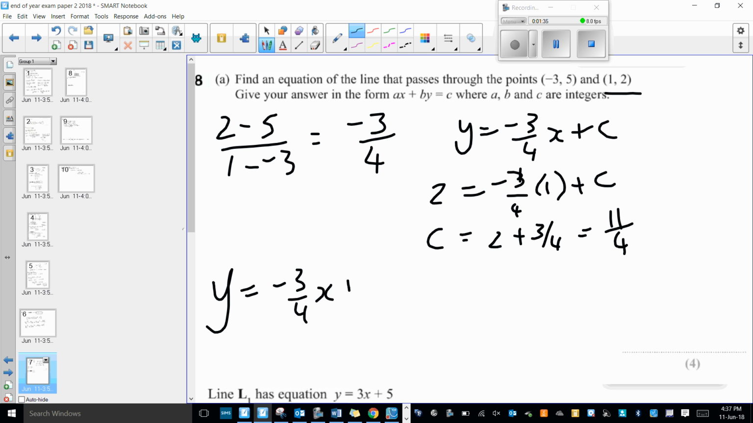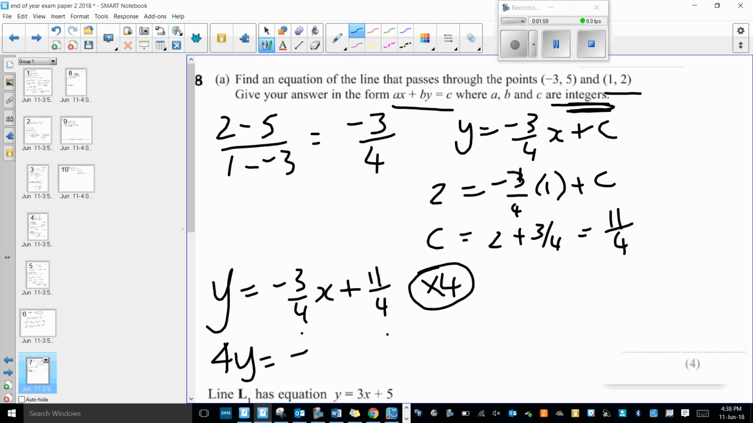But they've said they want it in this format, and a, b, and c have to be integers, and an integer is a whole number. So at the moment we have two fractions. If you recall, to get rid of our fractions, luckily both denominators are the same, they're both 4s, so we can multiply each of these terms by 4 to get rid of those denominators. So that would become 4y equals negative 3x plus 11, but they want the x to come first, so I have to add 3x to both sides, so it would be 3x plus 4y equals 11.